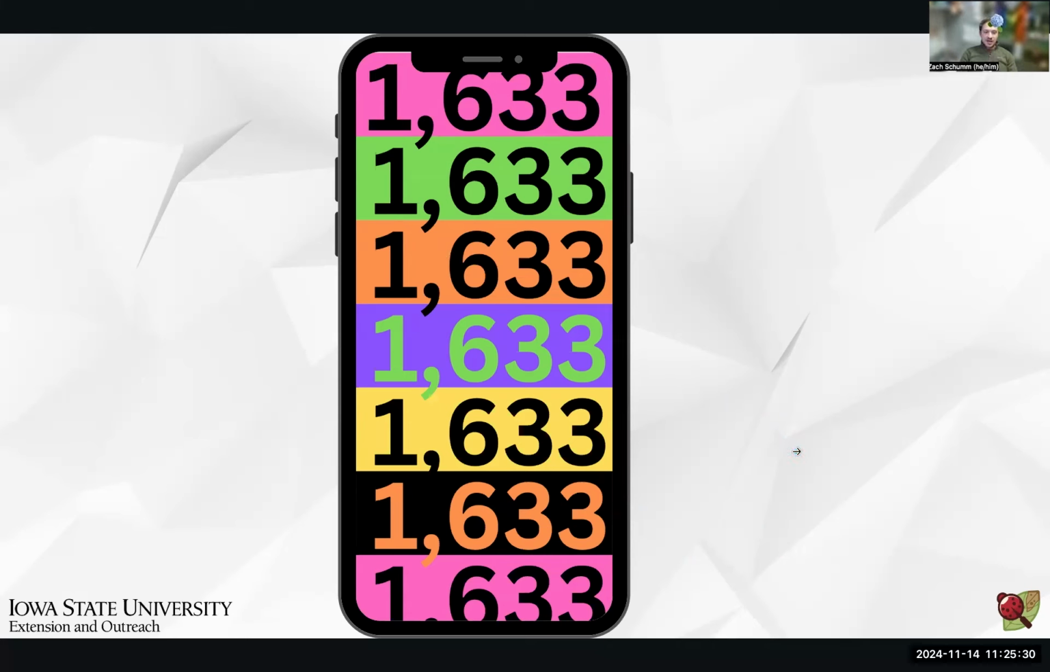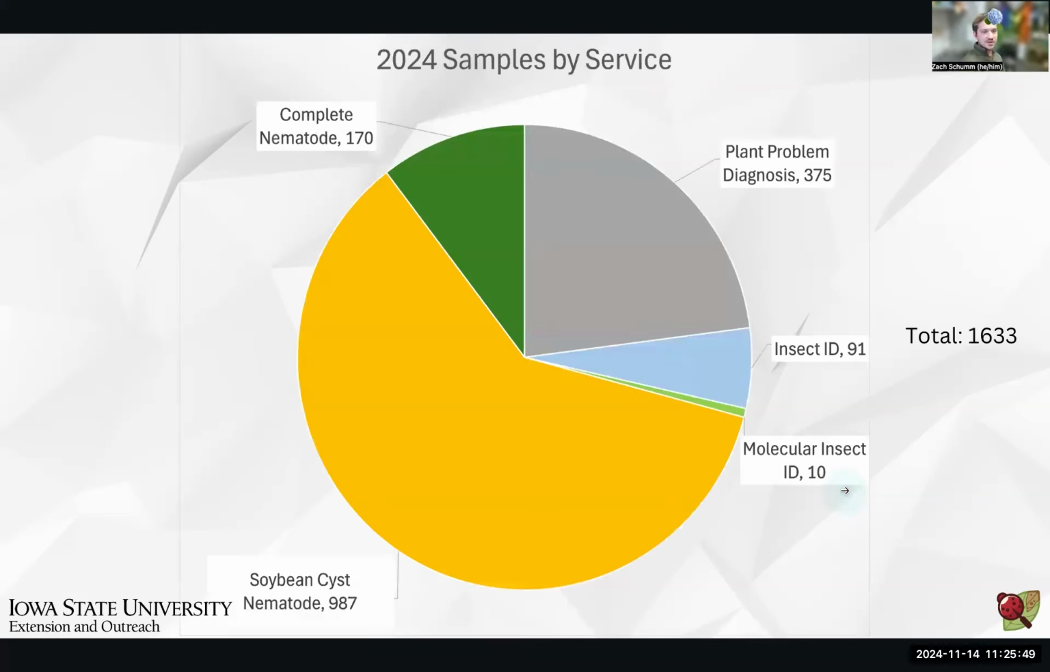This is 1,633, the total number of samples that we received in 2024. This encompasses all the different diagnostic services we've had. I'll show you some year-over-year trends as well, so what 1,633 looks like in comparison to some other years. These are all of our different 2024 samples by service. You have the service that is listed there and also color coded in the pie chart, along with the number of that particular service that we received in 2024.